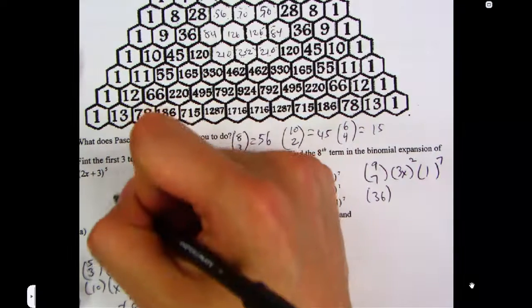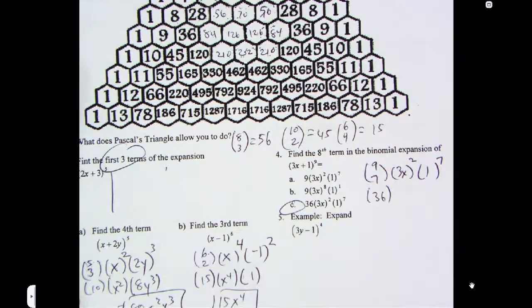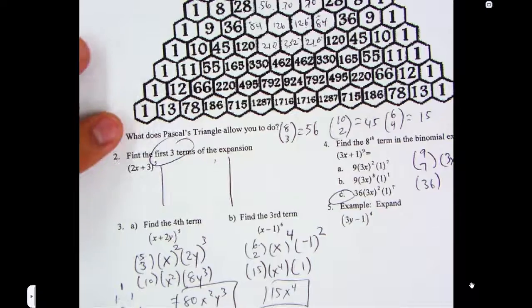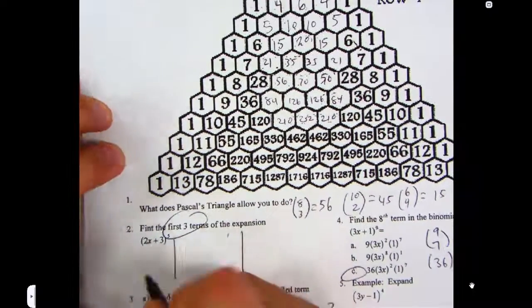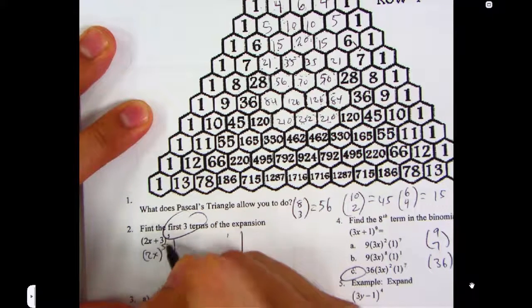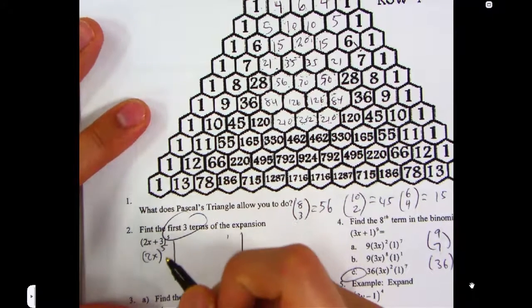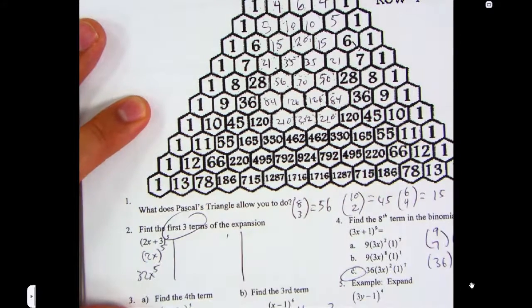Right. Number 2. Find the first 3 terms. So how many terms do you need to find? 3. So you draw 3 out, like that. Okay, the first term you can use a shortcut, 2x to the 5th. 32, x to the 5th. Okay, we're done with the first term.